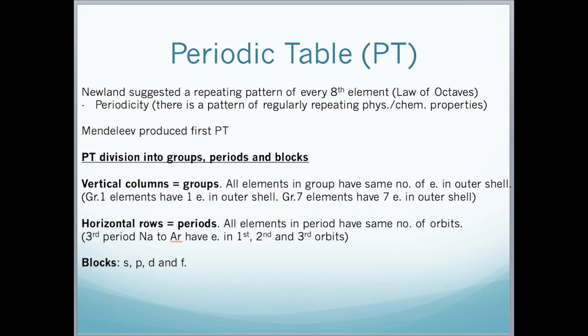So for example, group 1 elements such as sodium, lithium, potassium have 1 electron in the outer shell, and for example group 7 elements have 7 electrons in the outer shell. Then the horizontal rows are known as periods, and all elements in a period will have the same number of orbits. So for example, the third period, going from sodium to argon, will have electrons in the first, second, third orbits. And the blocks that we need to know are S, P, D, and F.